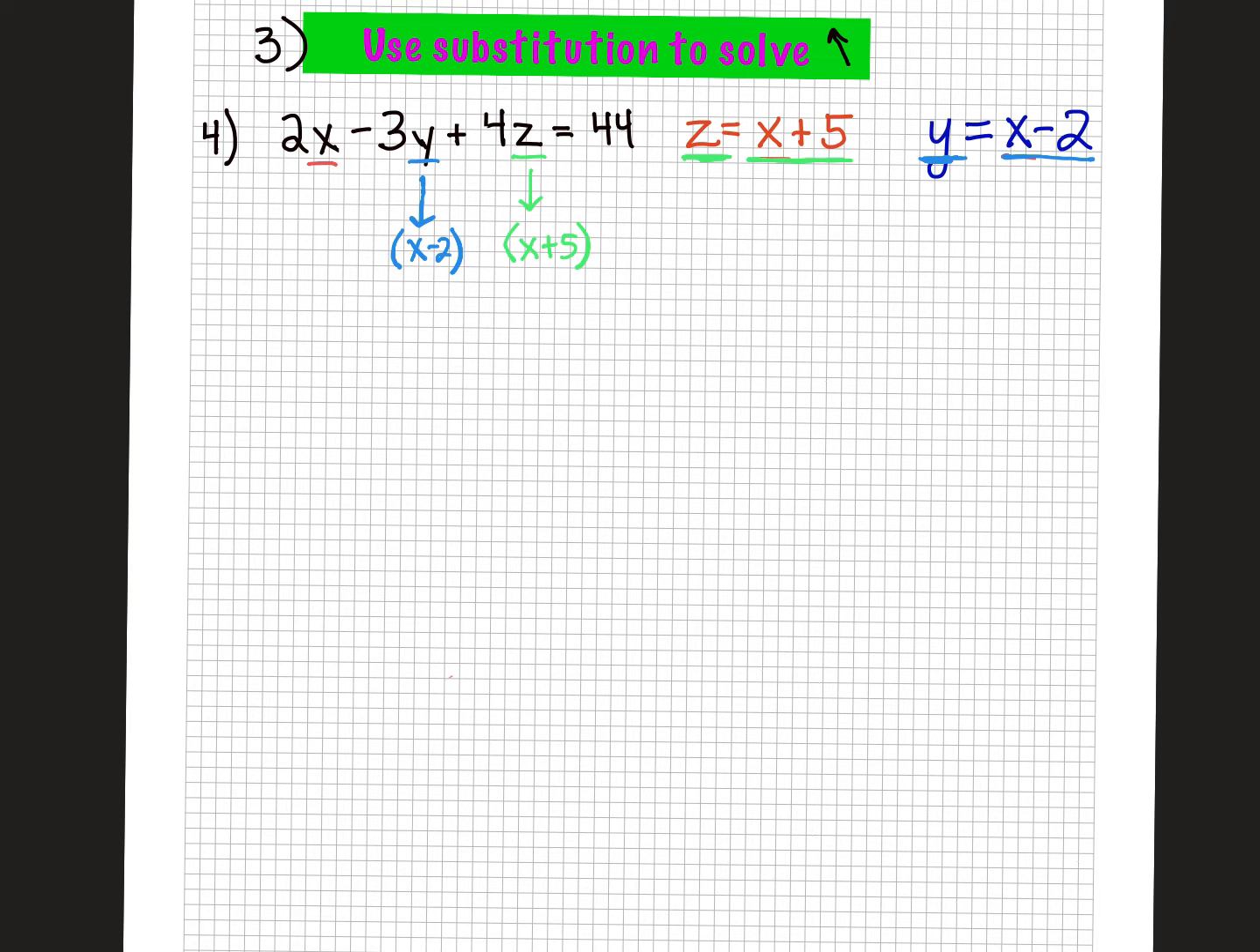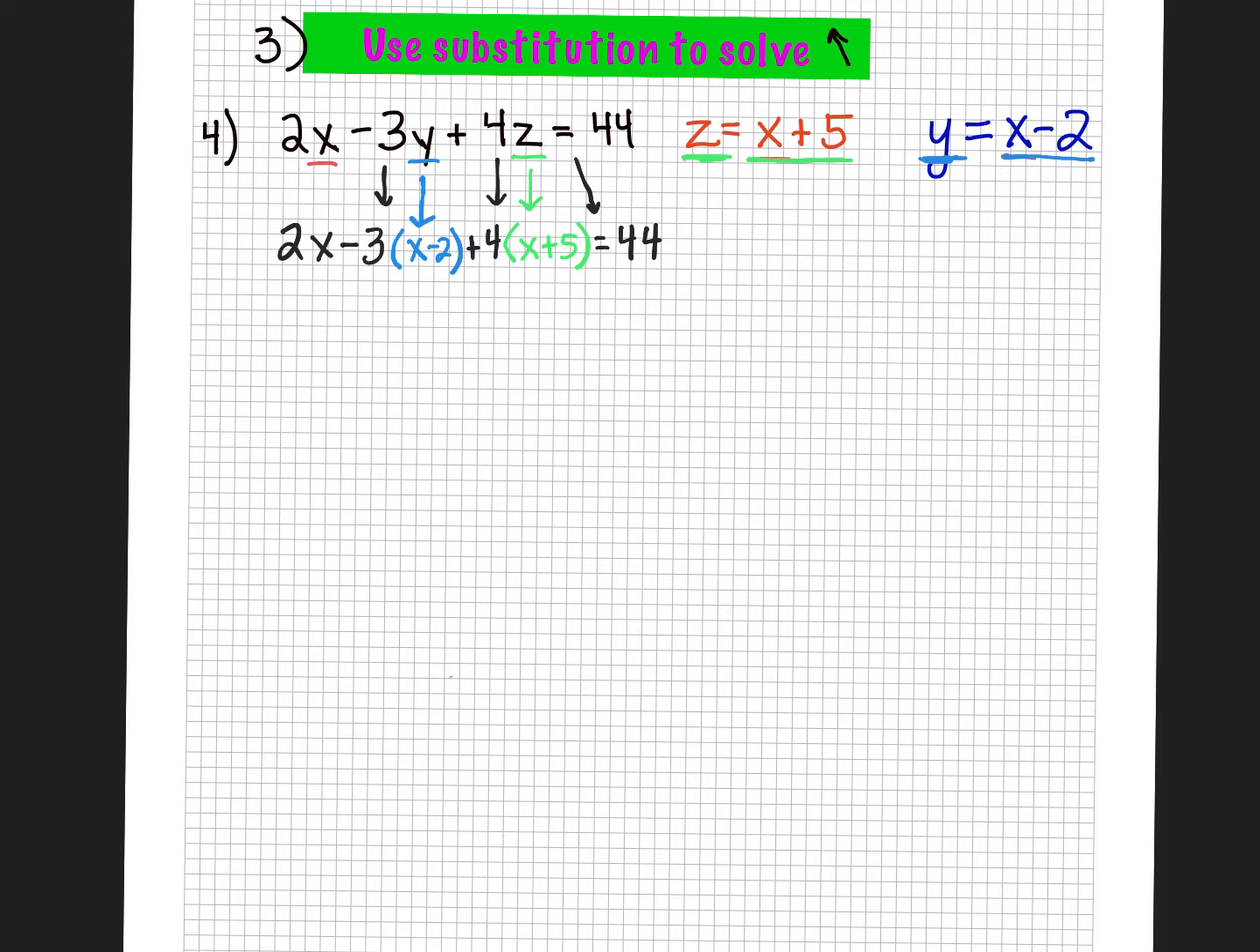If I copy the rest of that equation exactly, and I find black, okay, 2x minus, we've got to bring the 3 down, minus 3 times x minus 2 plus, you've got to bring the 4 down, 4 times x plus 5 equals 44. Look at that new equation. The only letter in this equation is x's. So I was able to take the y's out by substituting what I know equals y, and I was able to take the z out by plugging in x plus 5 for z. And now I have an equation that only has x's.